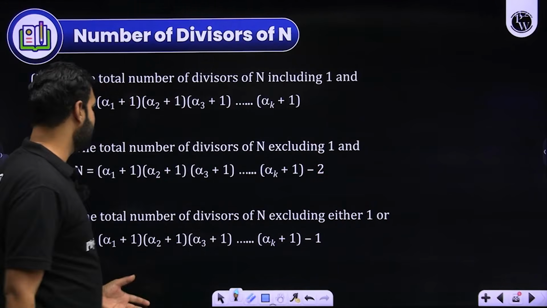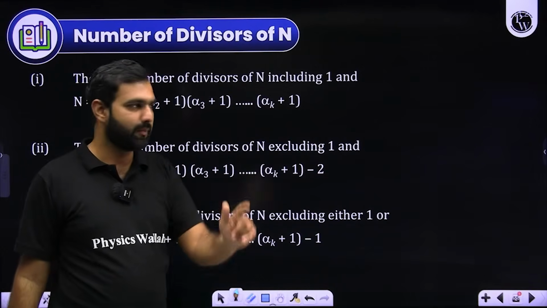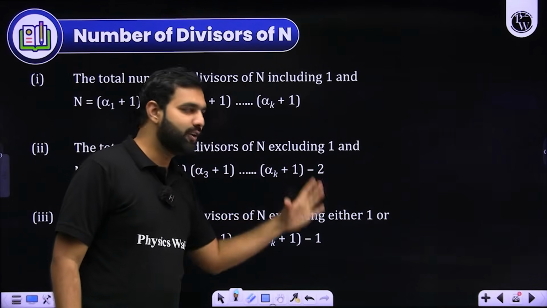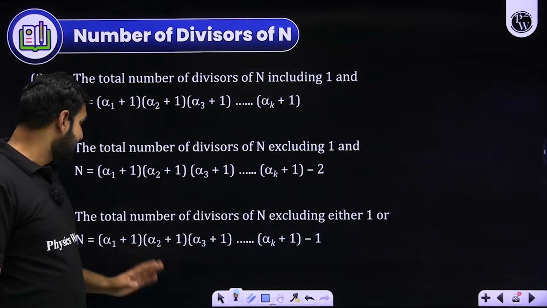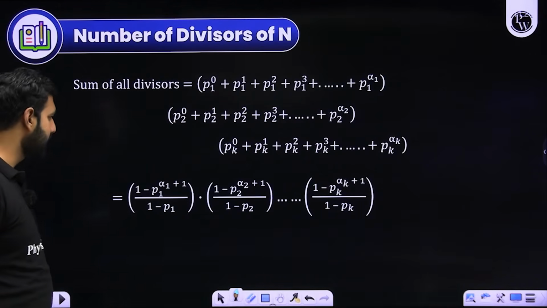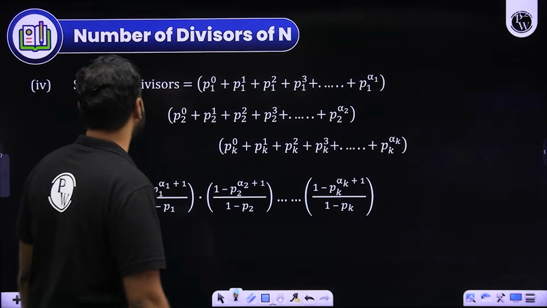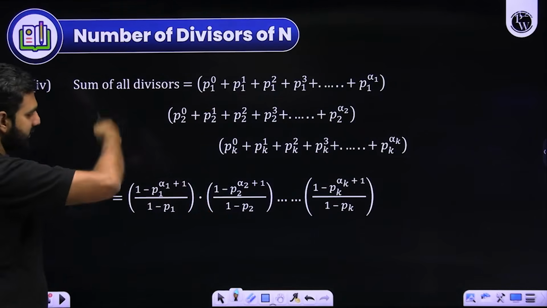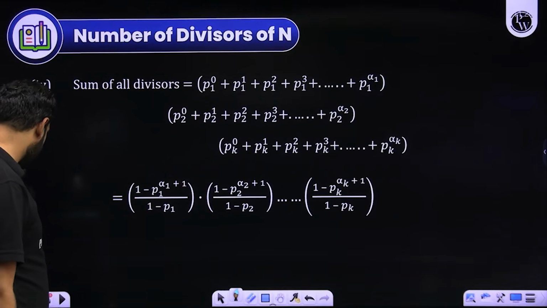I hope you're realizing now that if I don't have 1 in the number, then out of total divisors, I need to subtract 1. Similarly, if I ask you the total number, that is something very simple. You need not even discuss this. This is something more important. Sum of all divisors. What does that mean? Sum of all divisors. That's a very important and a very crucial formula.